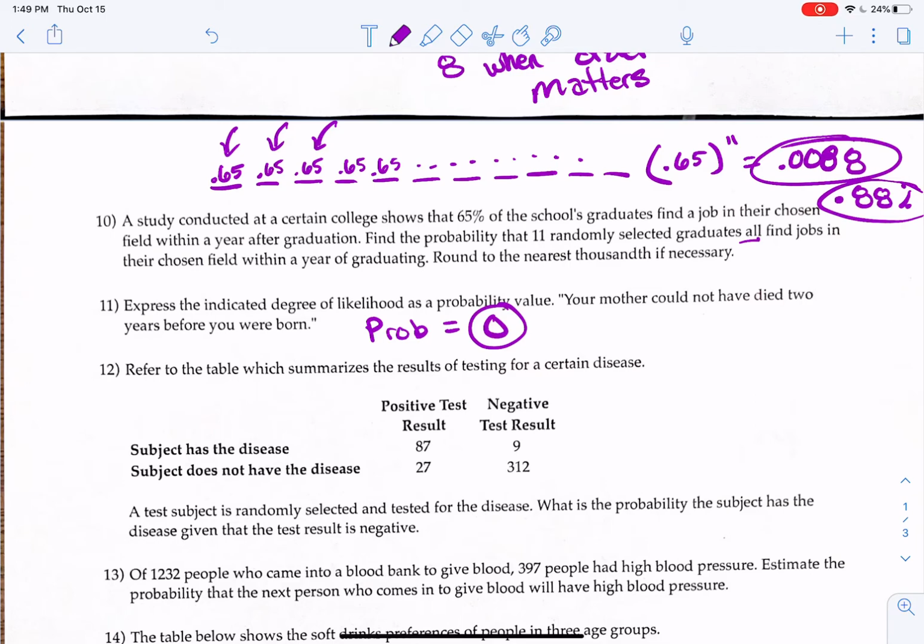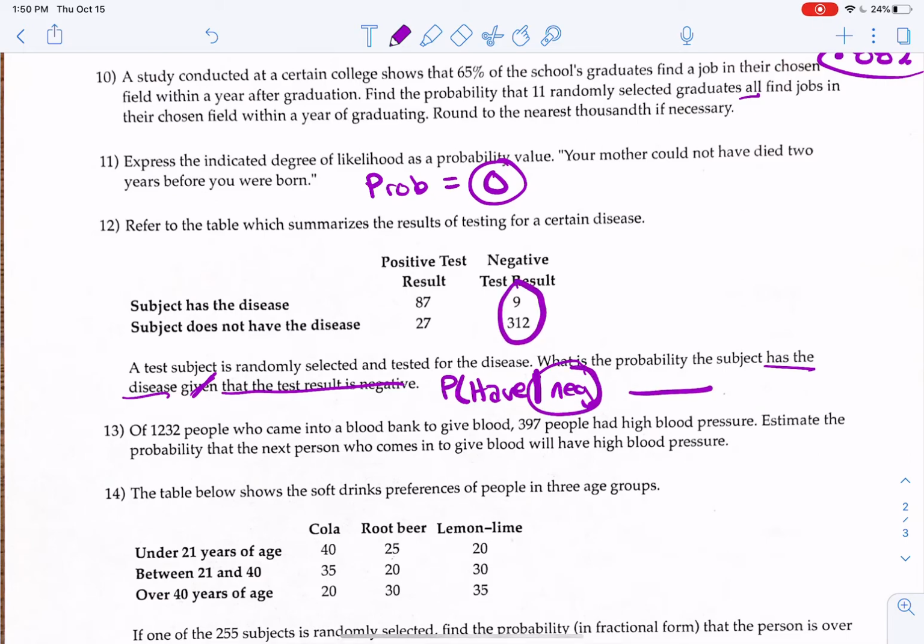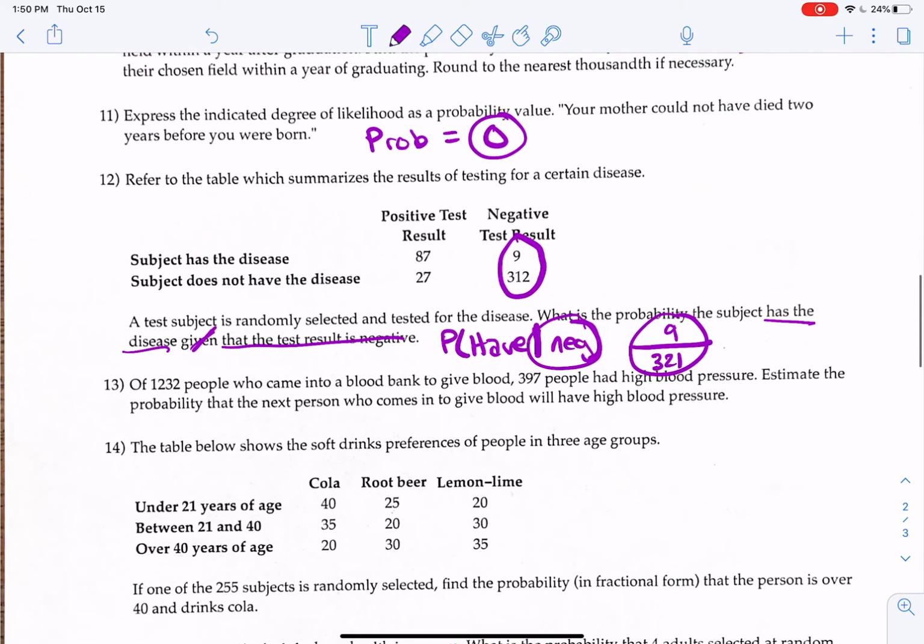All right. Number 12, refer to the table. We have positive results, negative results, have the disease, does not have the disease. These are different numbers than what we had before. What is the probability that the subject has the disease given that the test result is negative? So probability of have given negative. Now we're only looking at the negative people. That's going to be my bottom number. Negative results are all of these added together, so 321 is my bottom number. Of those 321, how many have the disease? That would be 9, so 9 out of 321. I'm just going to leave it like that, not reduce it or put it as a fraction.